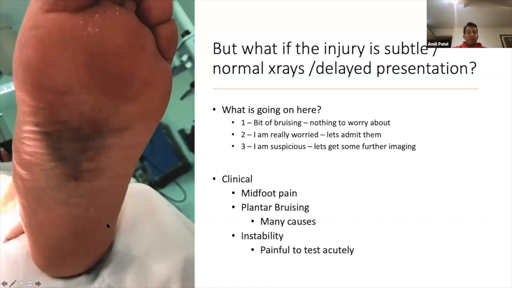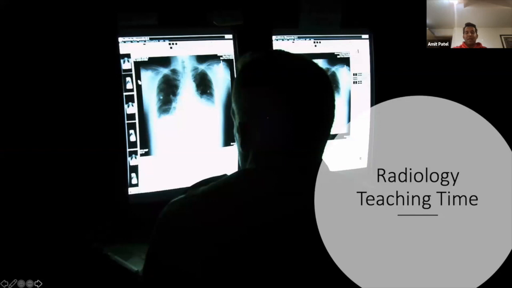So midfoot pain, plantar bruising. Some people talk about instability, but they're very painful, so I doubt you can really recreate the instability of the injury. Okay, let's talk radiology now.